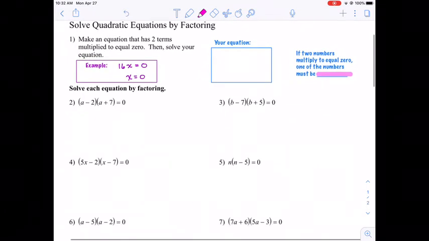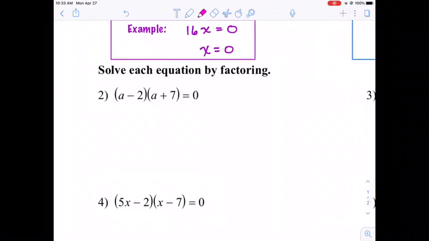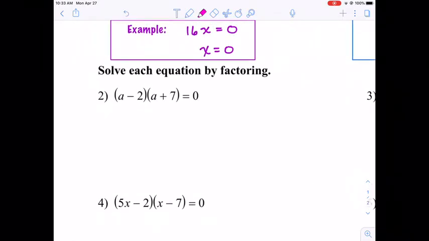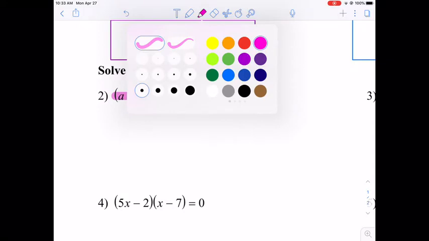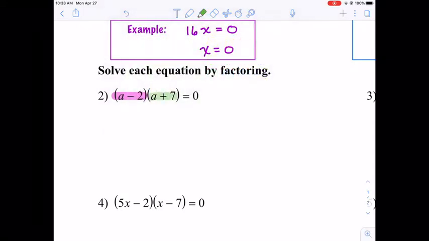I want to do a few examples for you in solving equations by factoring. Let's look at number 2. We see a minus 2 is in parentheses. That means it's an expression of its own being multiplied by another expression, a plus 7. Since there's nothing in between those parentheses, that means we're multiplying. We know that one of those expressions must equal 0 in order for them to multiply together to equal 0.